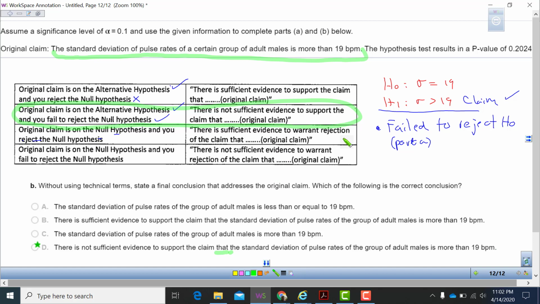You need two elements. You need to know where the claim is, either on the null or the alternative hypothesis, and you need to know whether you fail to reject or reject the null hypothesis. It's pretty simple.